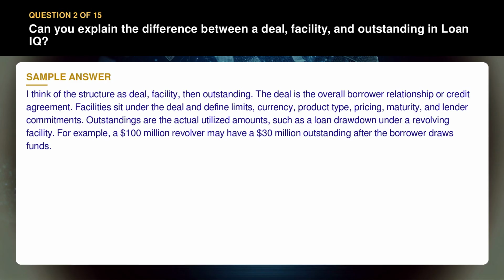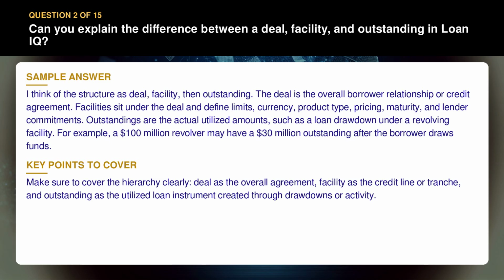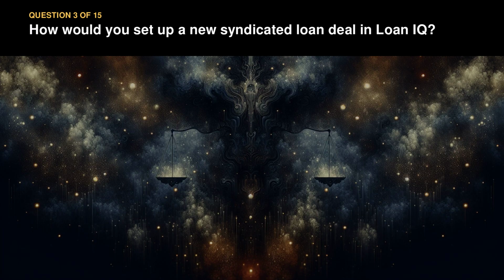Outstandings are the actual utilized amounts, such as a loan drawdown under a revolving facility. For example, a $100 million revolver may have a $30 million outstanding after the borrower draws funds. Make sure to cover the hierarchy clearly: deal as the overall agreement, facility as the credit line or tranche, and outstanding as the utilized loan instrument created through drawdowns or activity.